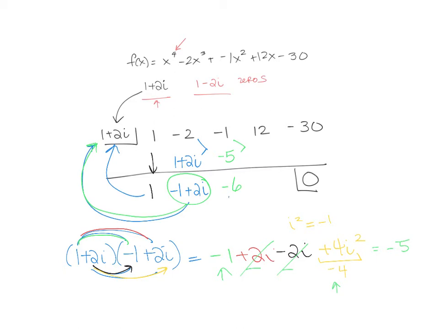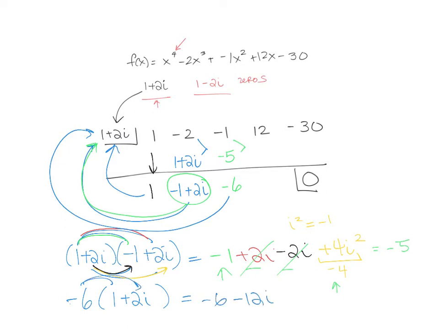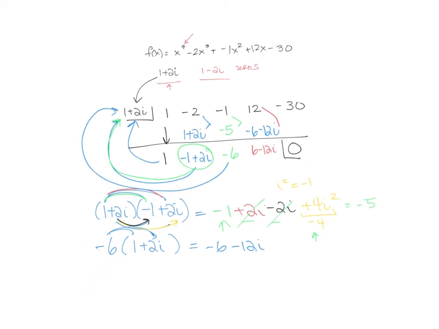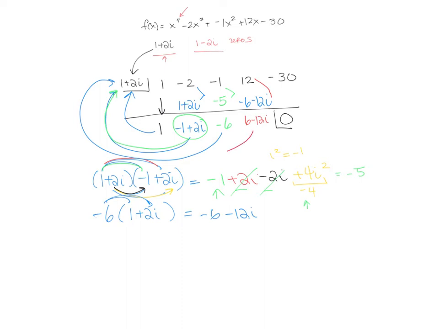So then we're going to take that negative 6, multiply it times 1 plus 2i, and so just kind of showing my work down here, negative 6 times 1 plus 2i. This will just distribute, we'll get a negative 6, and then minus 12i. So negative 6 minus 12i will go there. Then we need to combine these together, which will make a positive 6 minus 12i. And then we're going to multiply that again.